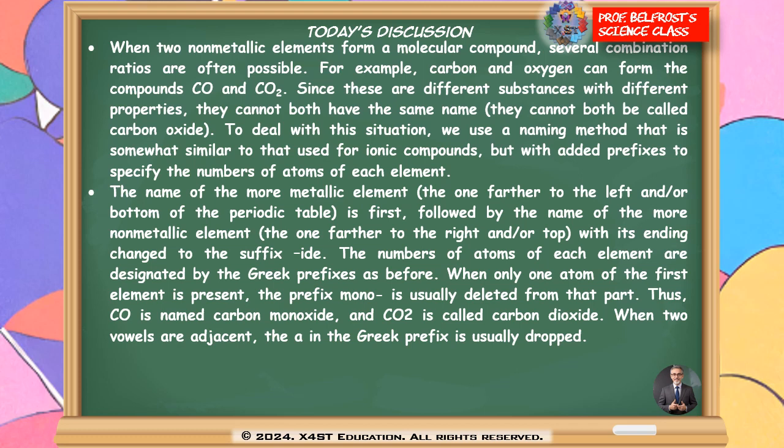The name of the more metallic element, the one to the left and at the bottom of the periodic table, comes first, followed by the name of the more non-metallic element with its ending changed to the suffix -ide. The numbers of atoms of each element are designated by the Greek prefixes as before: mono, di, tri, tetra, penta, and so on. When only one atom of the first element is present, the prefix mono is usually deleted from that part. So CO is carbon monoxide, and CO2, where the 2 is a subscript, not the regular two, is called carbon dioxide.